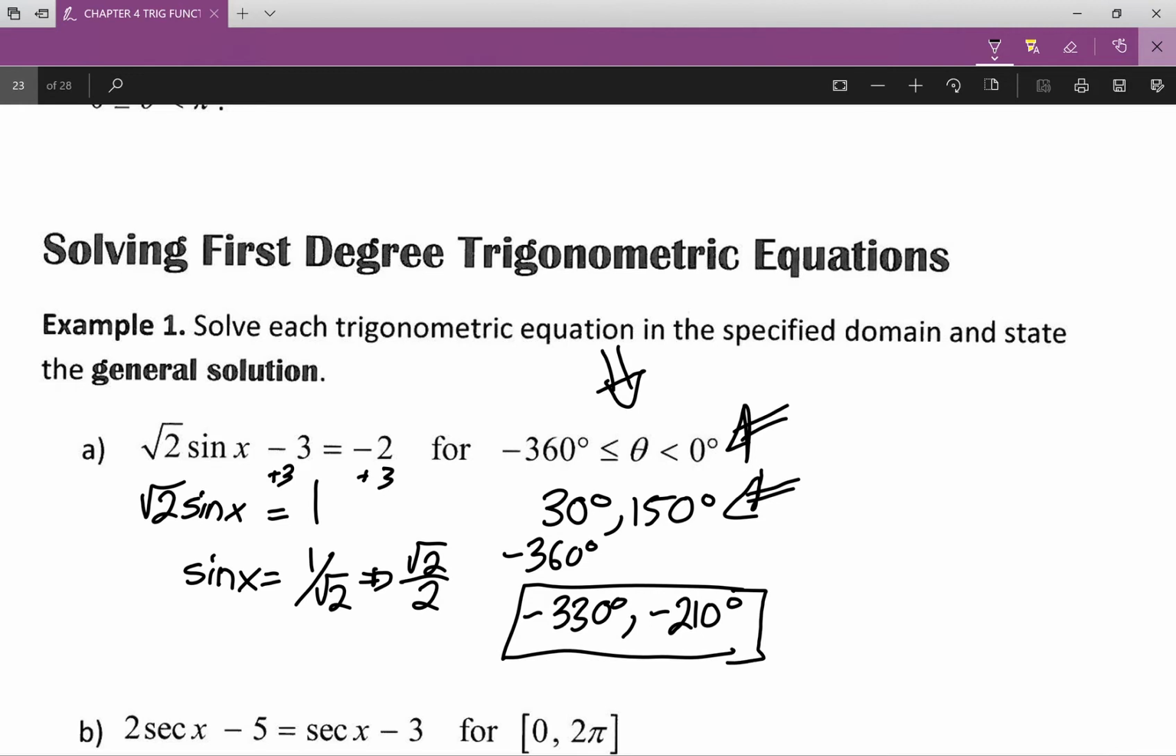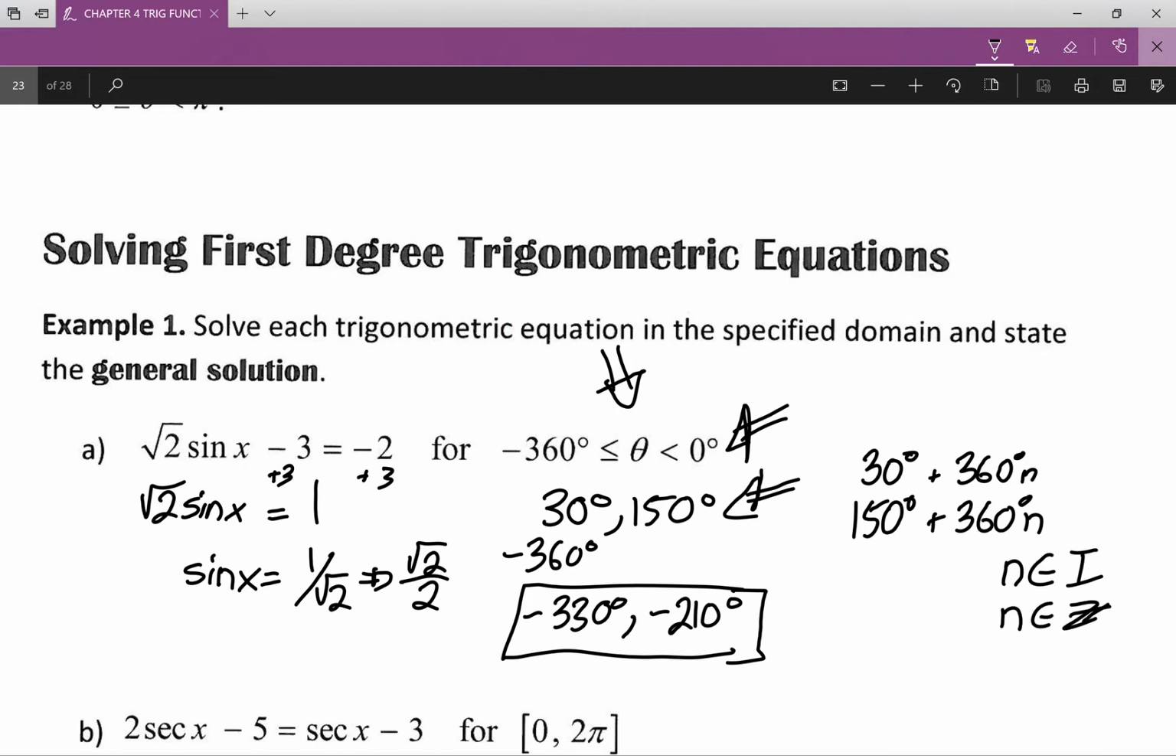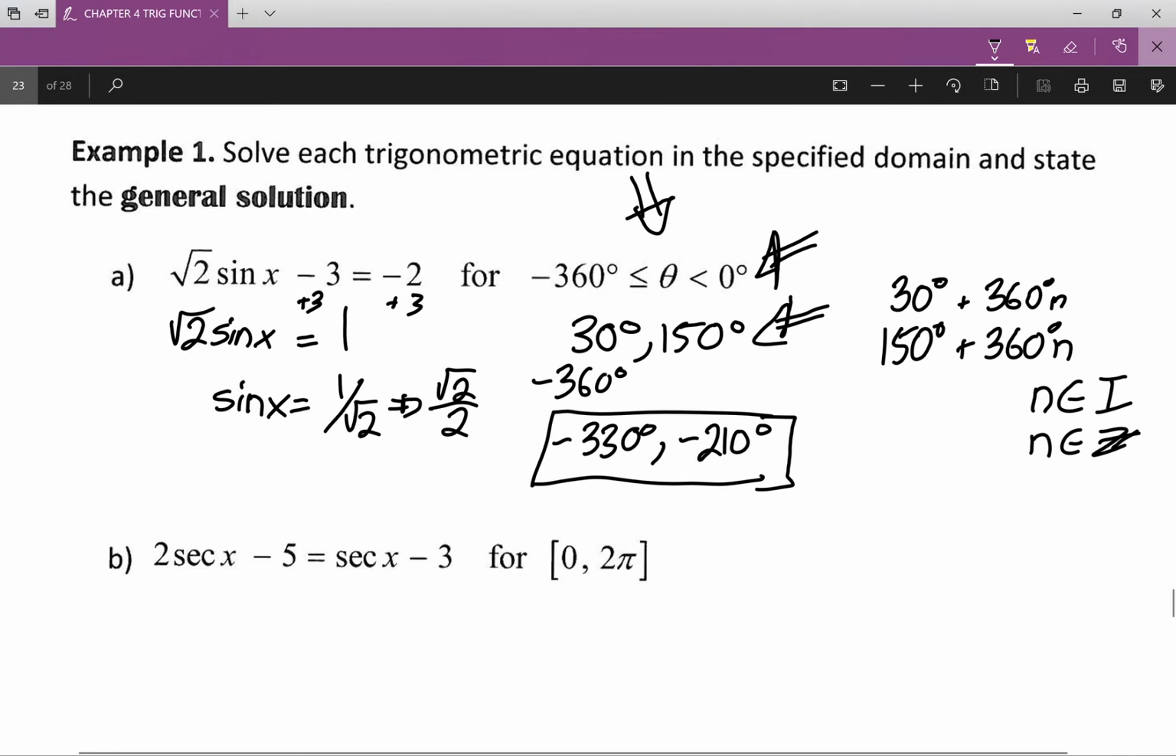From there, we want to find the general solution. My general solution always comes off the angles between 0 and 360. So it's going to be 30 degrees plus 360 degrees n, and 150 degrees plus 360 degrees n. Now, we also do have to toss on the disclaimer that n is in the set of integers. Just so you guys know, integers you'll either see as an I or as a funky Z right there. Either one is good. The I is predominantly used in high schools, but once you get to university, it'll tend to default to the Z.